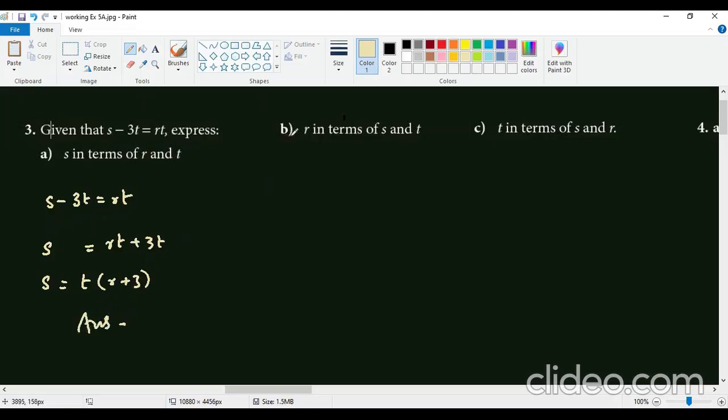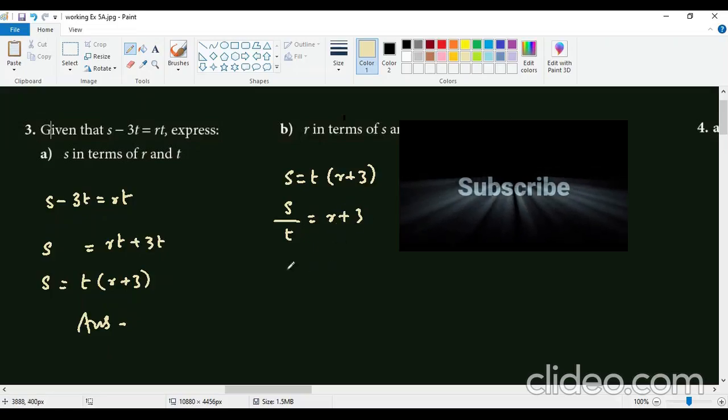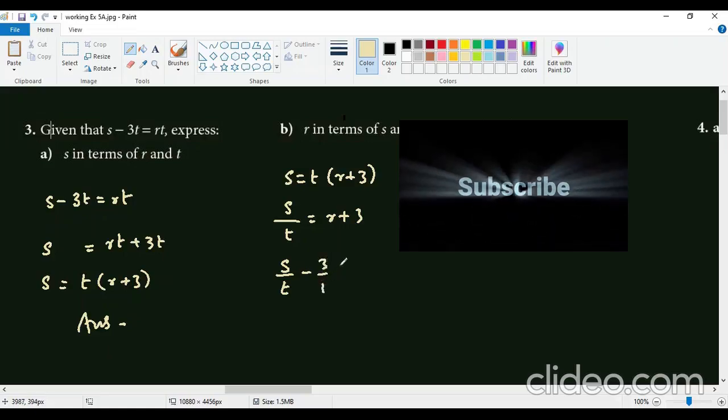Now we need to find r in terms of s and t. That means r should be the subject of the formula. In the first part, we know very well s equals t times r plus 3. So t is multiplying here; on the other side it will go and divide s. So this is going to be r plus 3. I'll keep r over here, and I will say (s over t) minus 3 over 1 equals r.